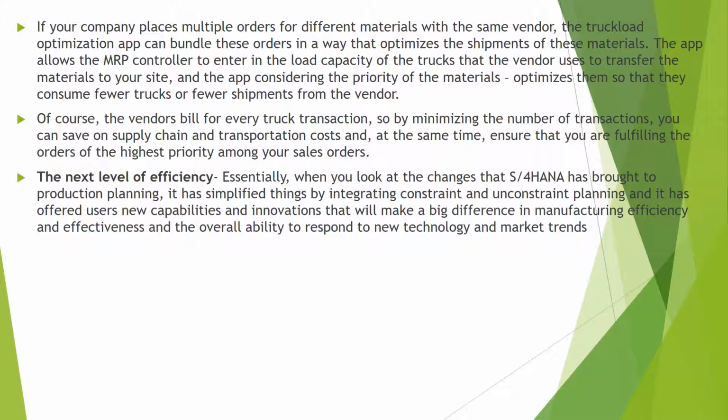So the next level of efficiency will be essentially when you look at the changes that SAP S/4HANA has brought to production planning. It has simplified things by integrating constrained and unconstrained planning, and it has offered users new capabilities and innovations that will make a big difference in manufacturing efficiency and effectiveness and the overall ability to respond to new technology and market trends.